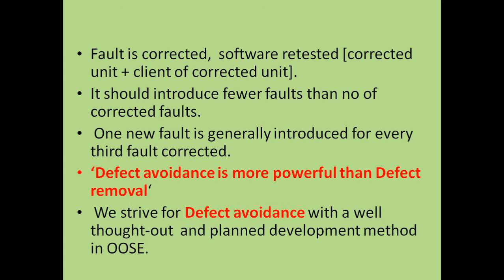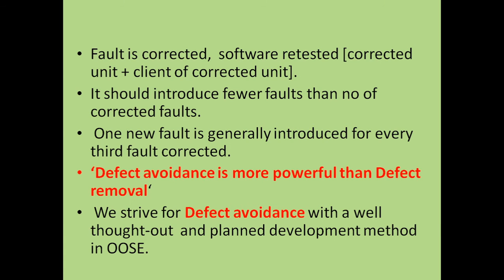On an average, it is learned that one new fault is introduced for every third fault corrected, meaning for every three fault corrections, you tend to introduce one more fault into the software on an average. So basically, the number of faults that we have introduced should be much lesser than the number of faults that we have corrected.